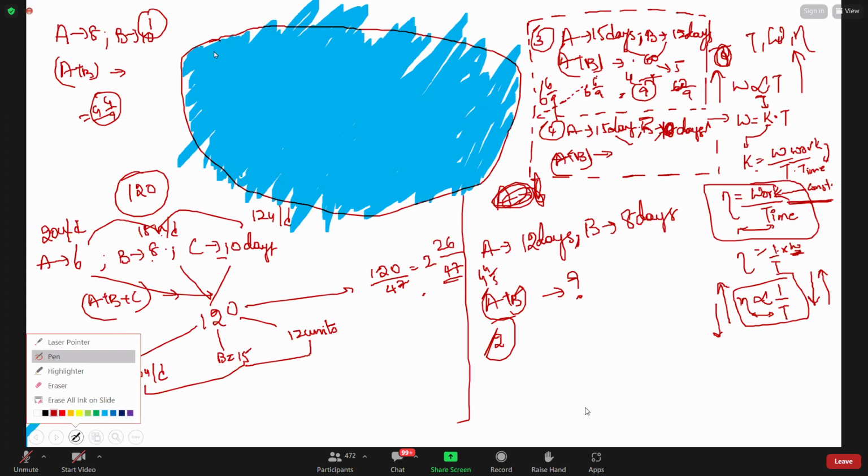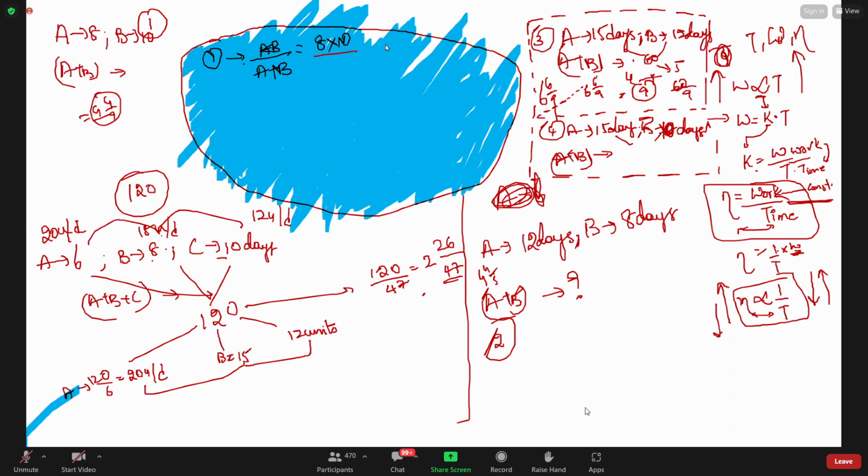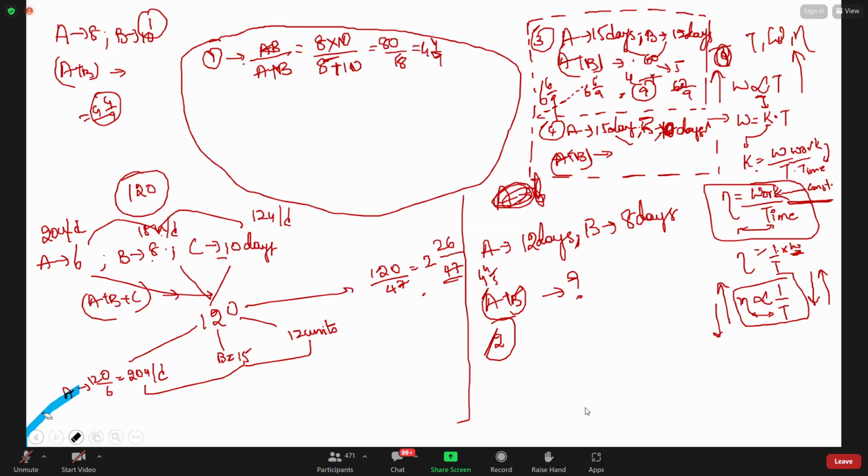Fine. Problem 1. Let me do it in a different way now. A, B, you have to find out what is A plus B. What is happening? AB by A plus B. Try this. 8 into 10 by 8 plus 10. 80 by 18. 4 by 9. First one. Let me erase the highlight. I think it's not going to work with that. The marker is getting really slow.